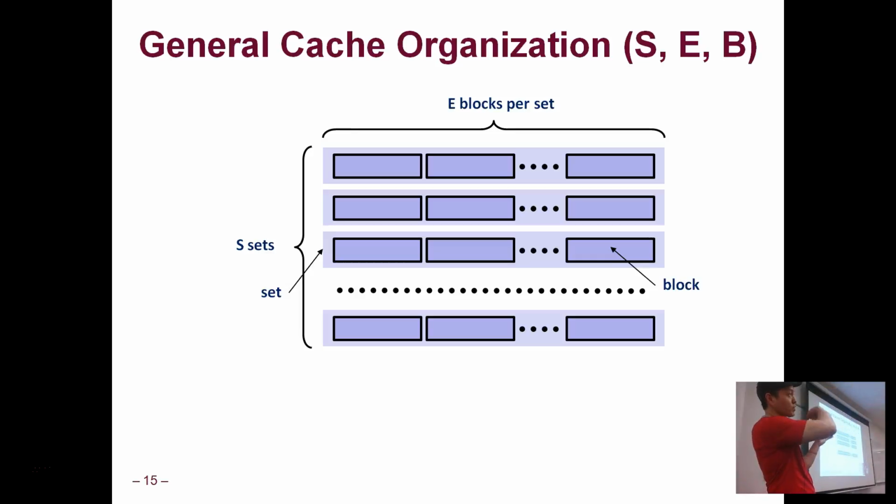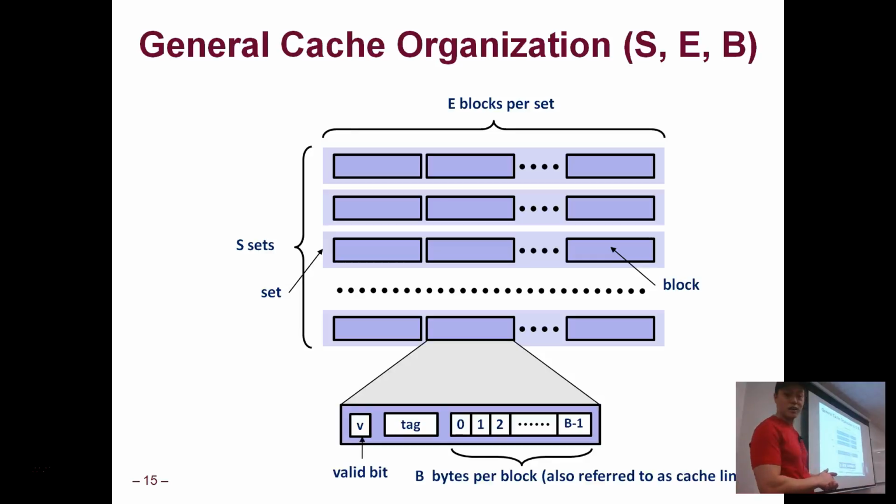Now in the previous picture, there was only 1. But there are caches that will allow you to do multiple blocks per set. And then finally, in each block, I can store any number of bytes. So in terms of the actual data, that is abstractly what we're going to look at in this lecture.